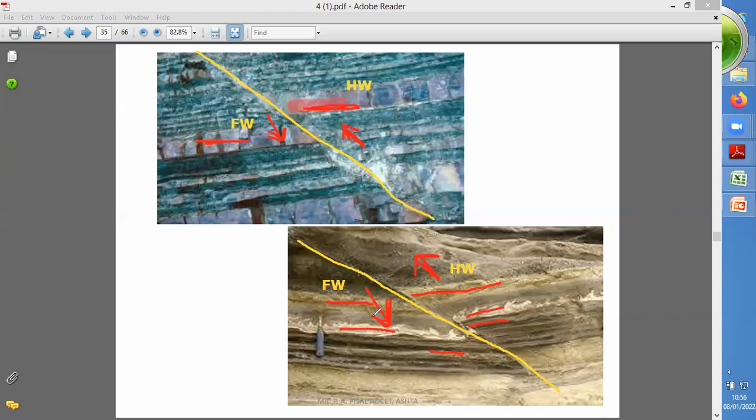So have you understood what the characters of the normal fault are and what the characters of the reverse fault are? Yes, sir. Did everyone understand? Have you understood the meaning of normal fault and the meaning of reverse fault? Yes, sir. Okay, there are other types of faults after the normal fault and reverse fault.